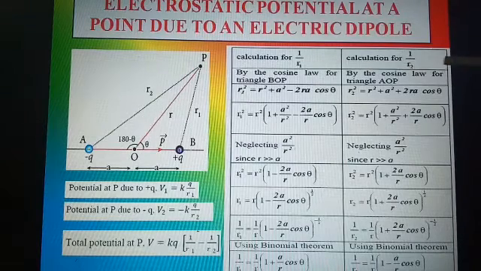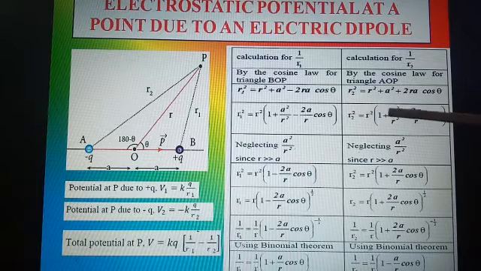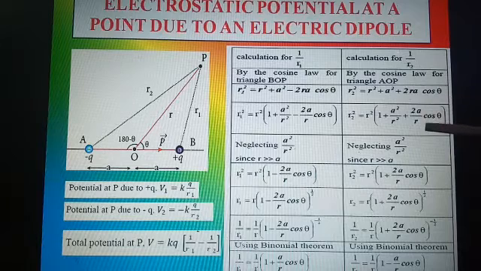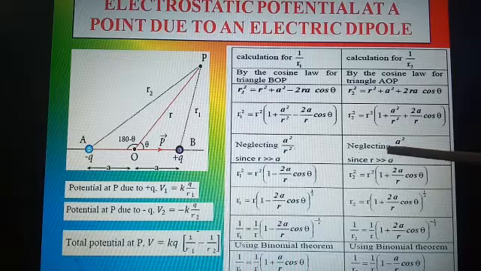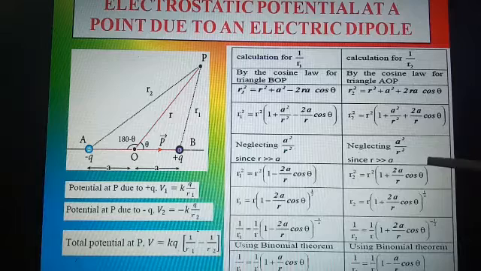So by the cosine law for triangle AOP, the equation is r2 square is equal to r square plus a square plus 2ra cos theta. So we can write it commonly, the r2 square is equal to r square into 1 plus a square by r square plus 2a by r cos theta. Here the a value is small compared to r, so the a square by r square value is negligible. So we can write the equation r2 square is equal to r square into 1 plus 2a by r cos theta.